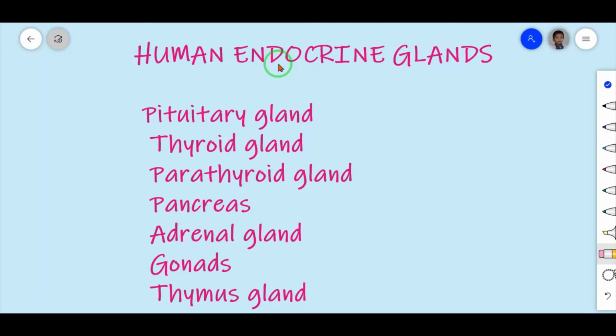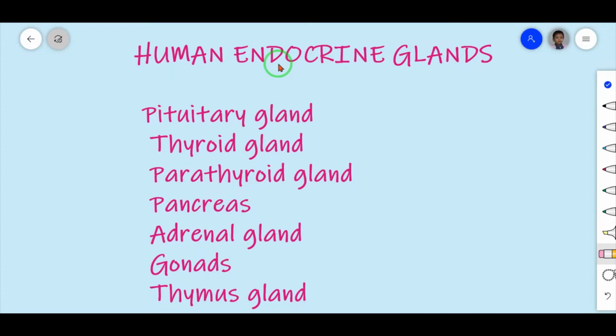Then one more thing, that is exocrine glands. So what are exocrine glands? Exocrine glands have specific ducts to carry their secretions. Examples are salivary glands, mammary glands and sweat glands. The salivary glands produce saliva, mammary glands produce milk, and sweat glands produce sweat.